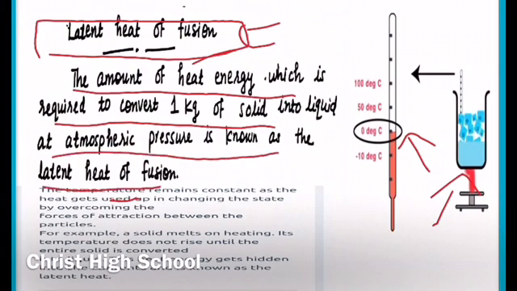Specifically, here we are using 1 kg of solid. The solid can be less than 1 kg or more than 1 kg. So for the general definition, we can write: latent heat of fusion is the amount of heat energy required to convert 1 kg of solid into the corresponding liquid. This is the latent heat of fusion.